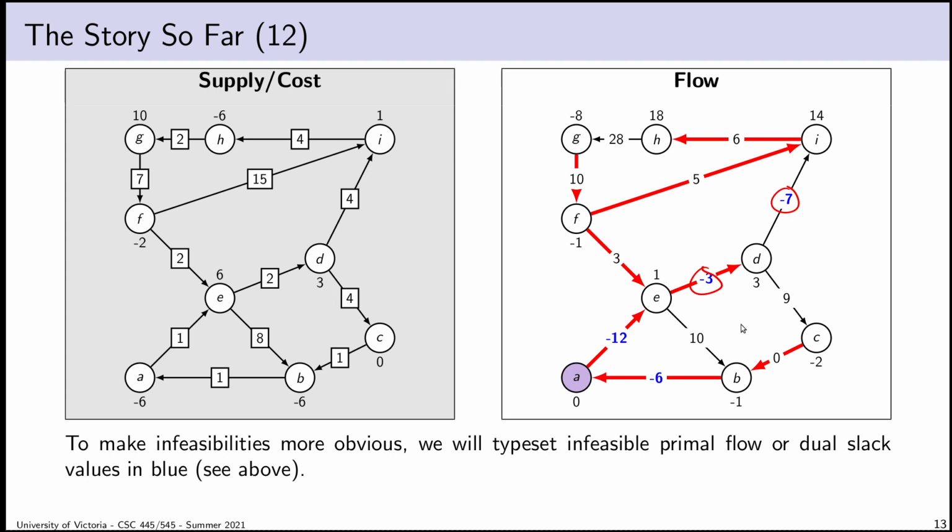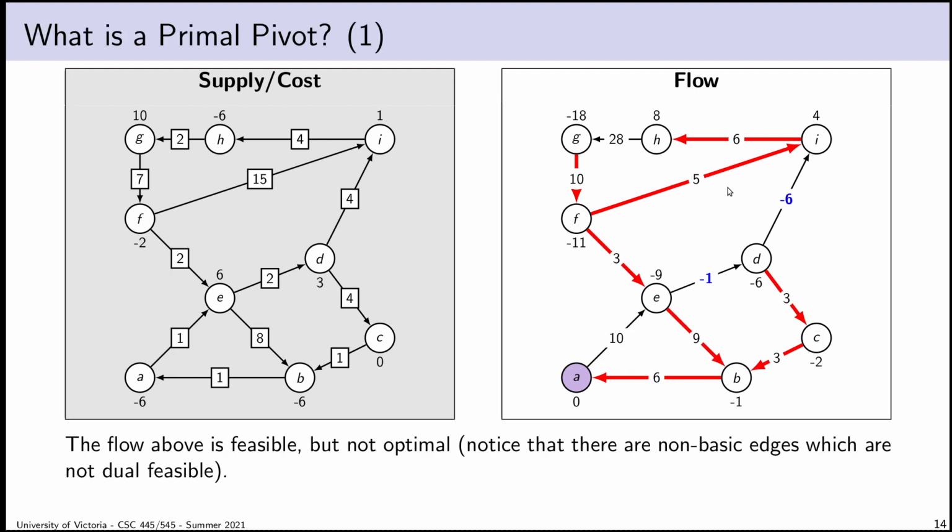Anytime we have a negative number, I'll put it in blue and I'll bold it. Hopefully that makes it more noticeable, so it's much easier to notice when a particular basis is primal or dual infeasible. And this basis is neither primal nor dual feasible because we've got negatives on both basic and non-basic edges.